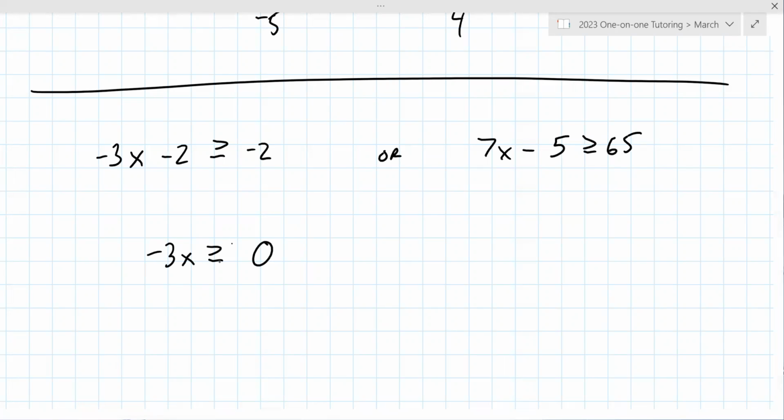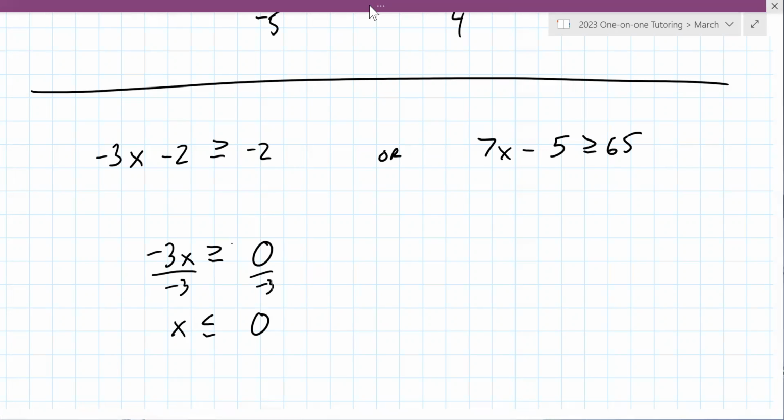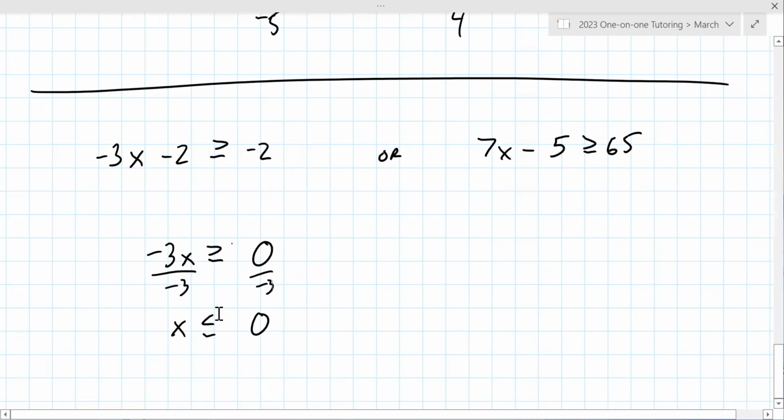And you would still divide by -3, and then it flips the sign, and you get x is less than or equal to 0, because you're dividing by -3. Oh yeah, it's still 0. Okay, so 0 is greater than x. X is less than or equal to 0. You want to read it left to right. Okay.